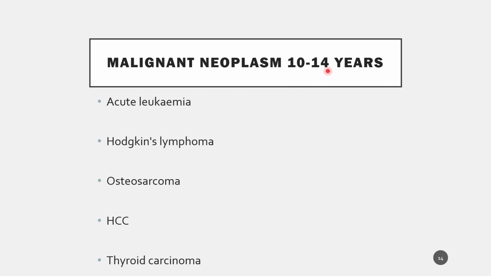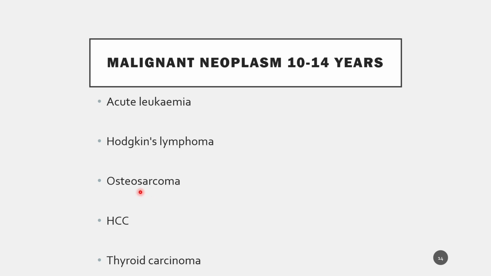Now, in a 10 to 14 year age group, the malignant neoplasms seen are acute leukemia and Hodgkin's lymphoma. That is one of the malignant lymphoid tissue tumors, right? Lymphoma could be of two types, Hodgkin or non-Hodgkin lymphoma. Here, Hodgkin lymphoma is commonly seen.